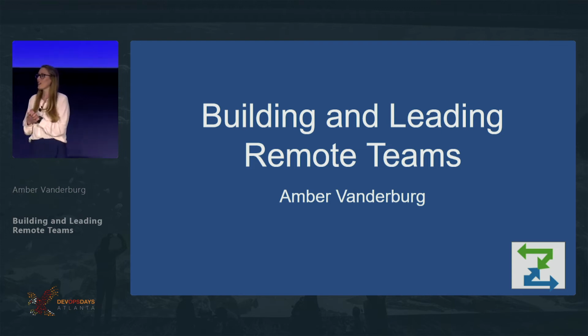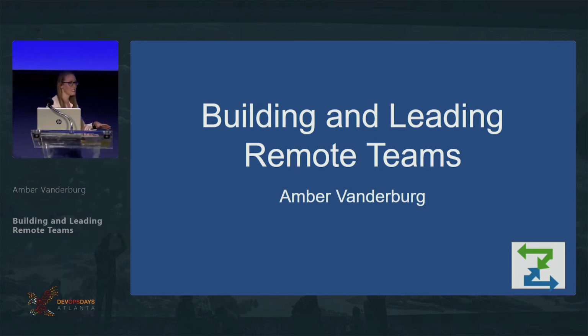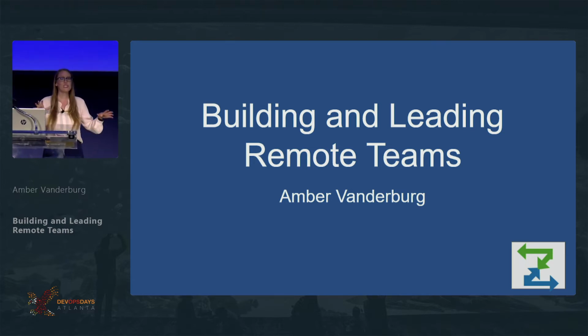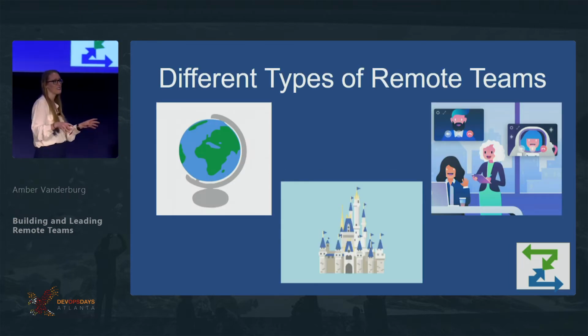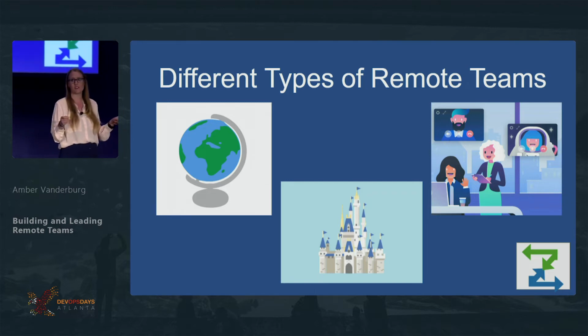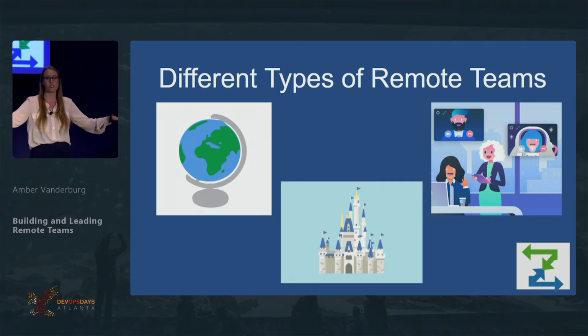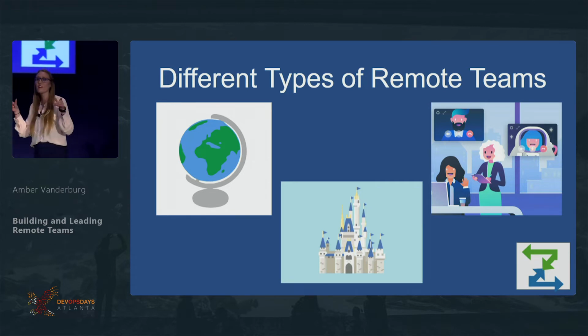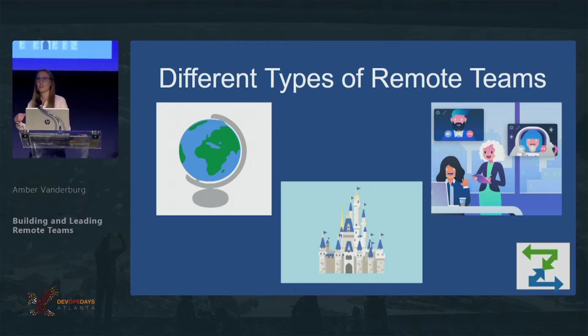Today, we are going to be talking about building and leading remote teams. Whenever I talk about remote teams, there's a few different definitions. One type of a remote team is a global remote team. This is if you have a dispersed team with people in multiple countries. If you have a globally remote team, go ahead and clap your hands 3 times. Okay, quite a few people.